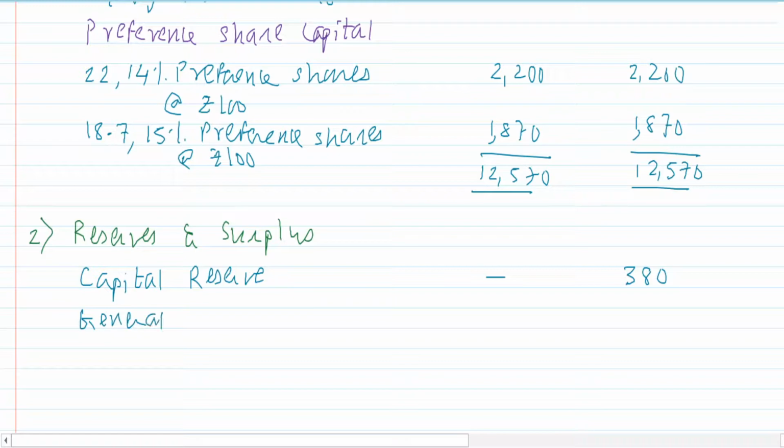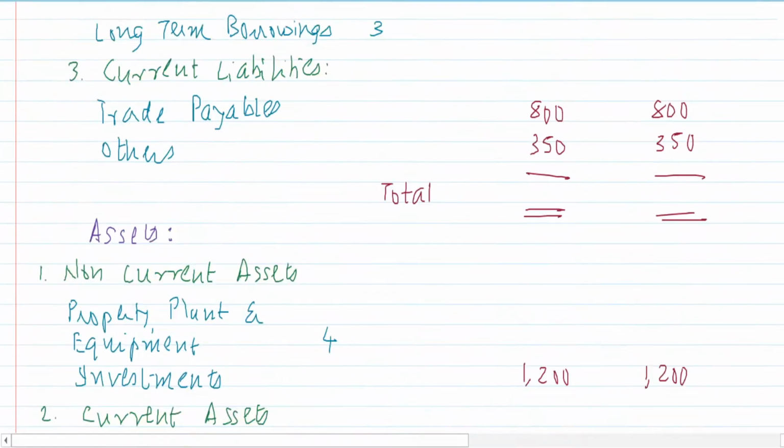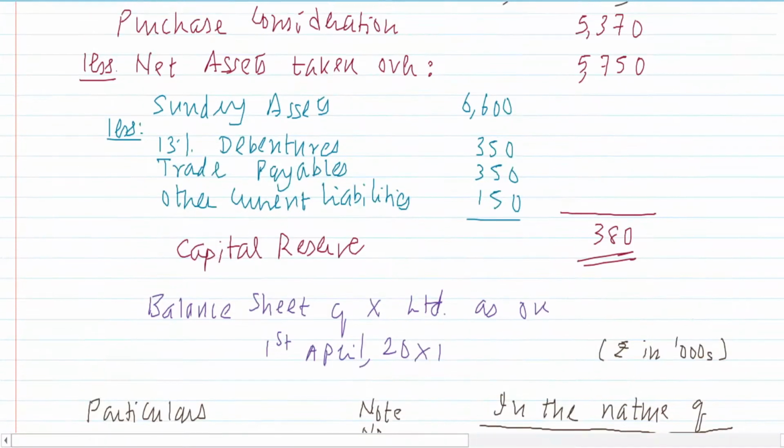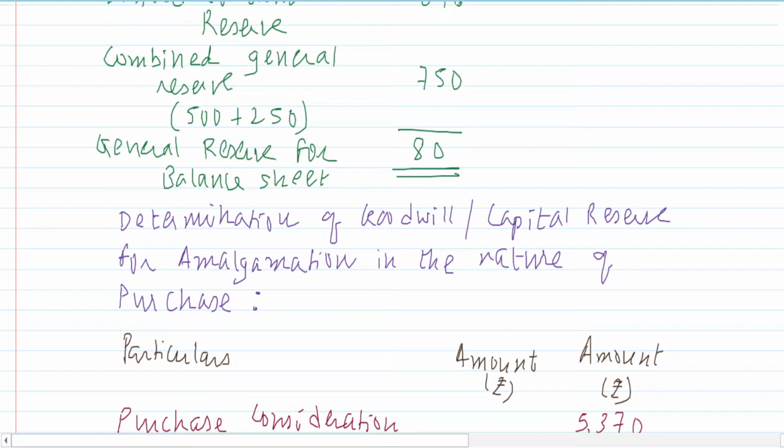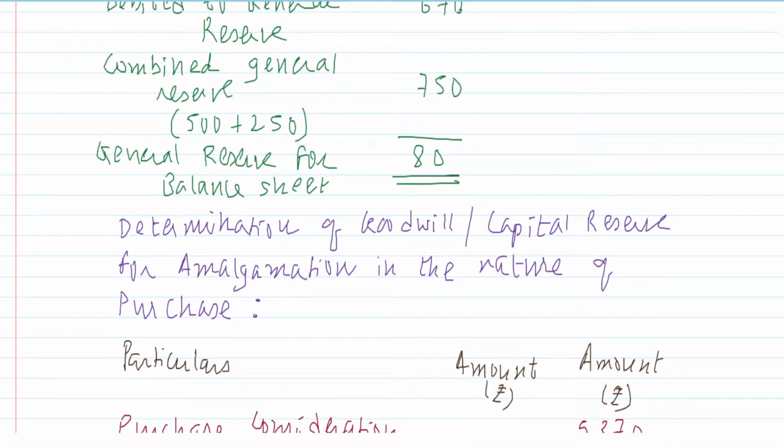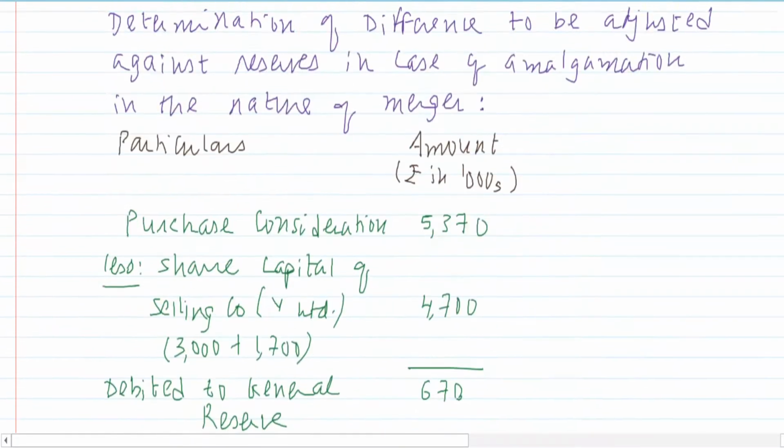Then we report general reserve. We have already done one working. The general reserve that we can show is 80, right? In case you have forgotten it, I'll just show you again as a part of the working. Amalgamation in the nature of merger, we have calculated general reserve for balance sheet. Here it is. General reserve for balance sheet. We are showing 80. So I'm showing that.